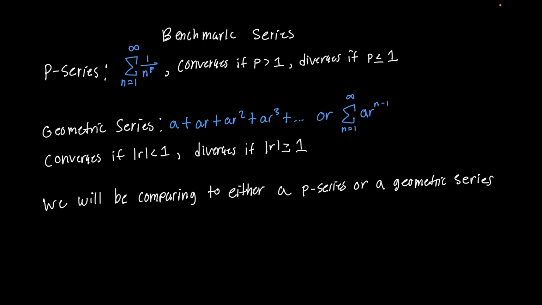The next series we're going to be comparing it to is the geometric series. This can take the form of a plus ar plus ar squared plus ar cubed and so on, with a being the first term and r being the common ratio, or you can just use the series notation. This series converges if the absolute value of r is less than 1, and it diverges if the absolute value of r is greater than or equal to 1. This one is useful because some series are built by multiplying the same number over and over, so we can naturally compare them to a geometric series.